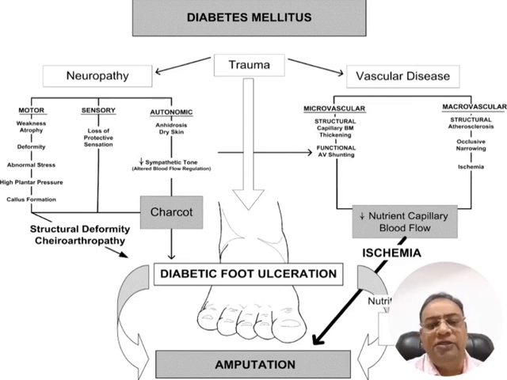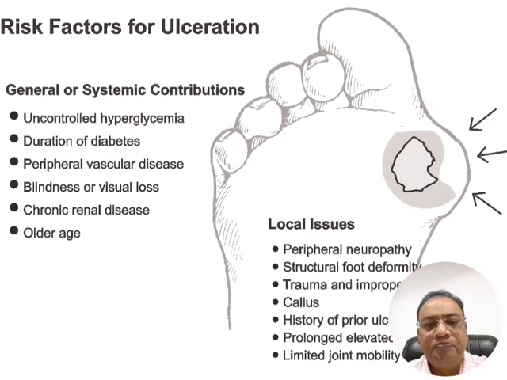This neuropathy can affect our foot in the form of Charcot foot arthropathy, whereas vascular disease acts in two ways: microvascular angiopathy, where we have structural abnormalities with AV shunting, and macrovascular angiopathy, where we have vascular occlusion leading to ischemia and gangrene of the foot.